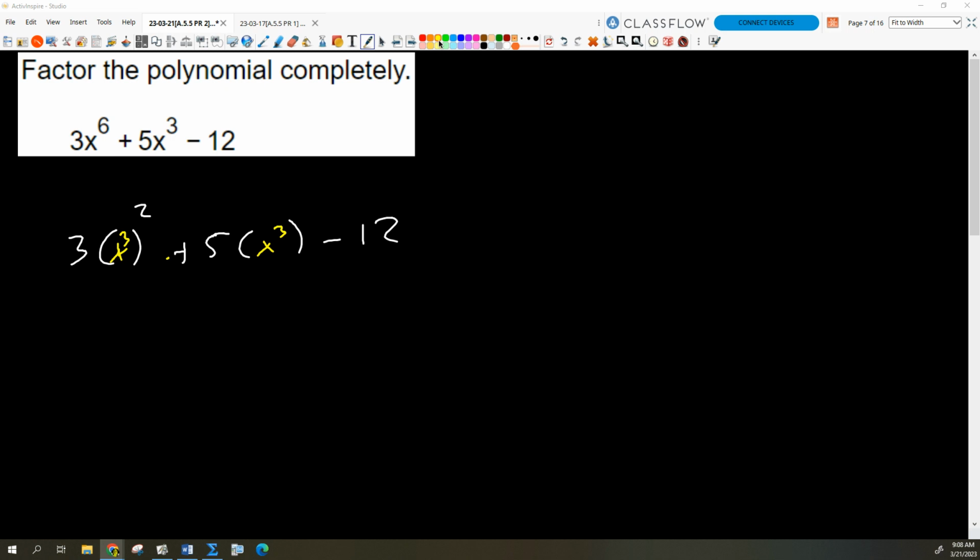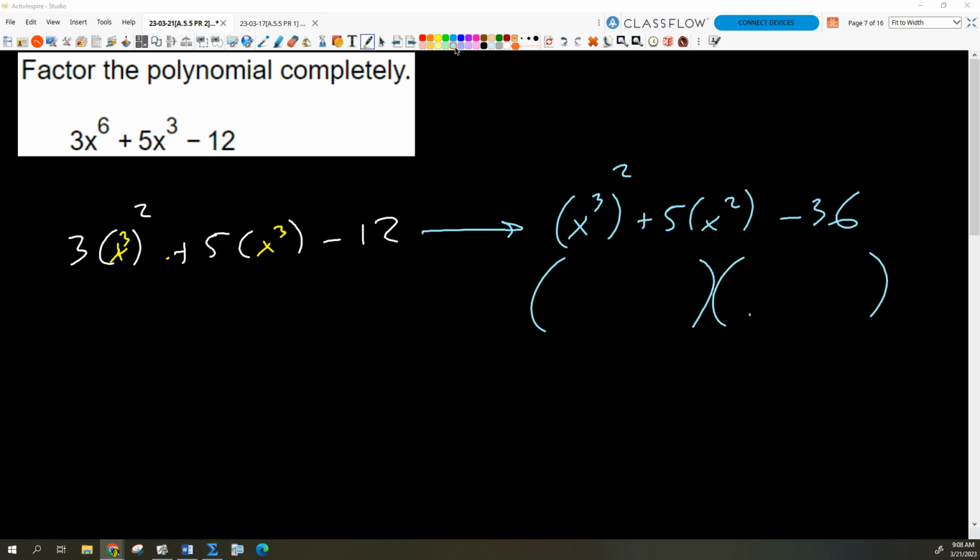Put that away. And so we're going to do slip and slide the way we normally would now, right? Okay, so we'll do a little side work over here. We're going to slip the 3 over and multiply by the negative 12. So that gives us x cubed squared plus 5x squared minus 36. Now, can we factor this? These would have to be x cubes, wouldn't they? Because when I distribute, I've got to get x cubed squared, x to the 6th.